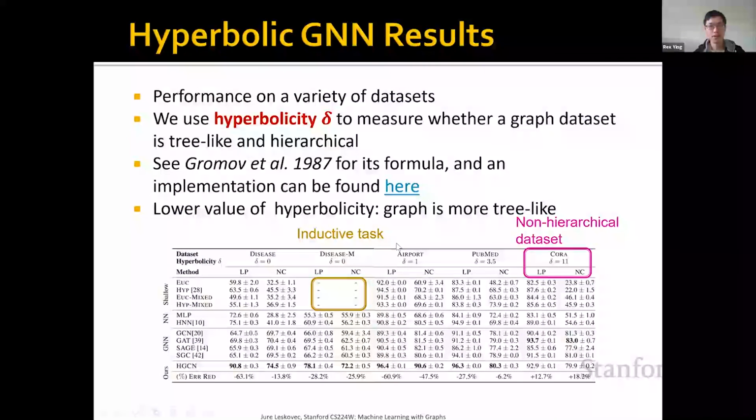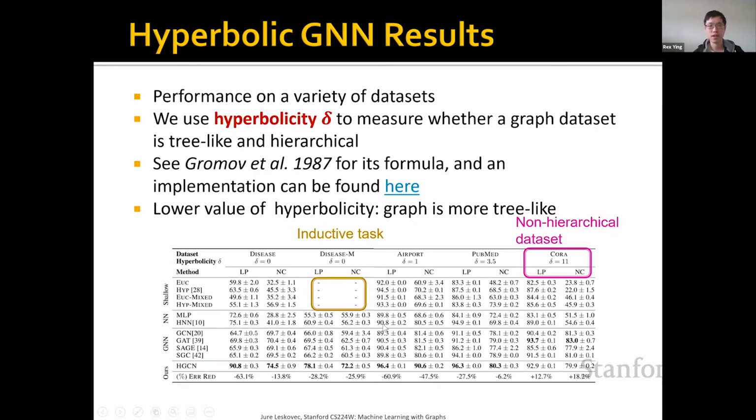Finally, we also evaluated on a bunch of other standard graph data sets, and we use hyperbolicity to measure how well the hyperbolic GNN will perform on a given data set. This metric can be found in the Gromov hyperbolicity paper. Basically, the lower the hyperbolicity, the more tree-like the graph becomes. For example, delta equals 0 means that the graph is a perfect tree, whereas if delta is 11, then the graph is not very hierarchical or tree-like.